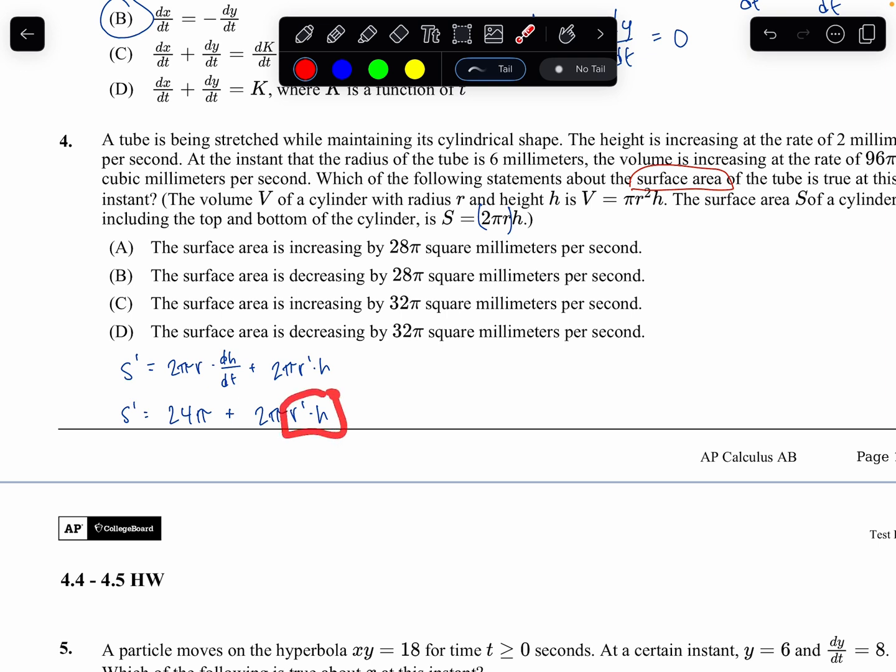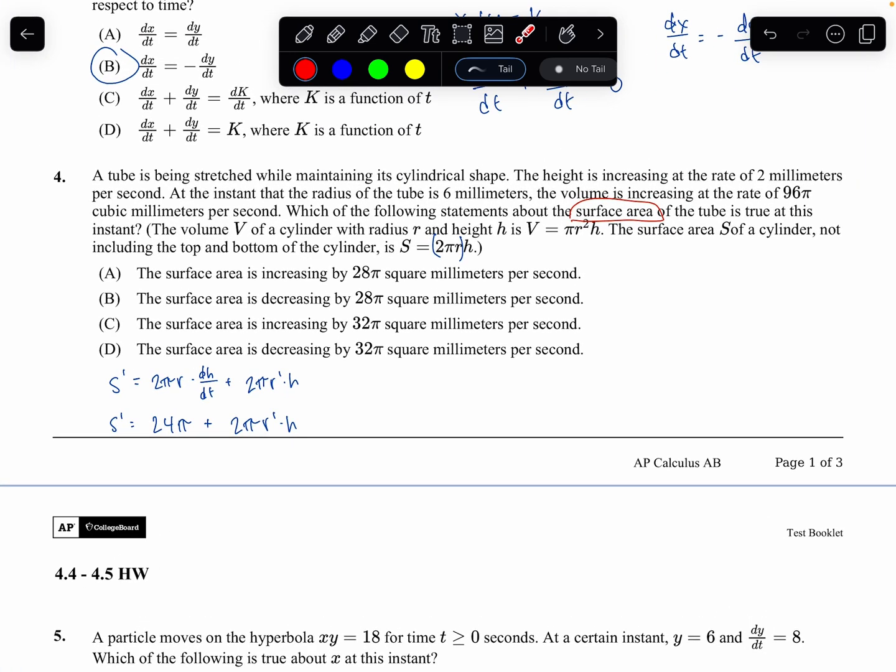But this is what's important right now here. This is what I don't have. This is the information that I need. So going back to what I've been given, I've also been given that volume is increasing at 96 pi cubic millimeters per second. So I know dV/dt is equal to 96 pi, in millimeters cubed per second.